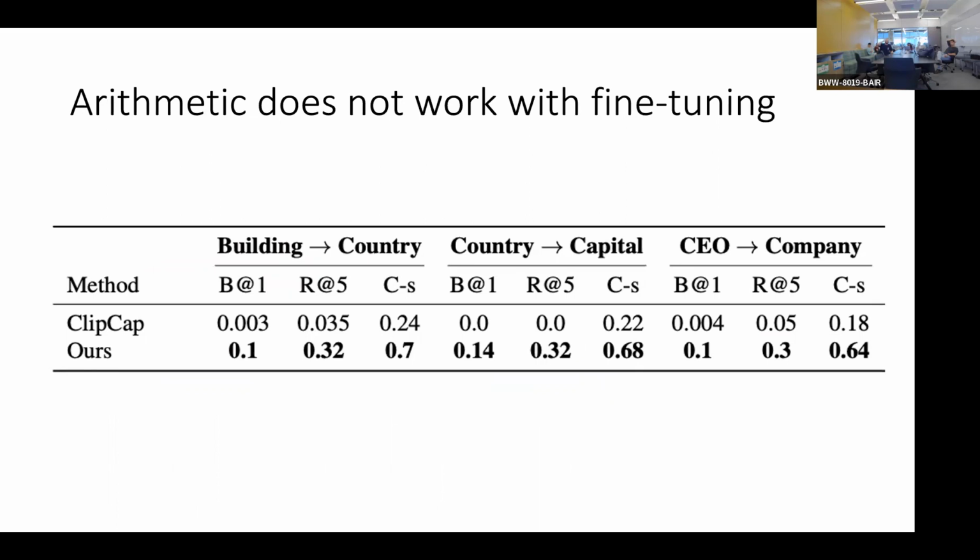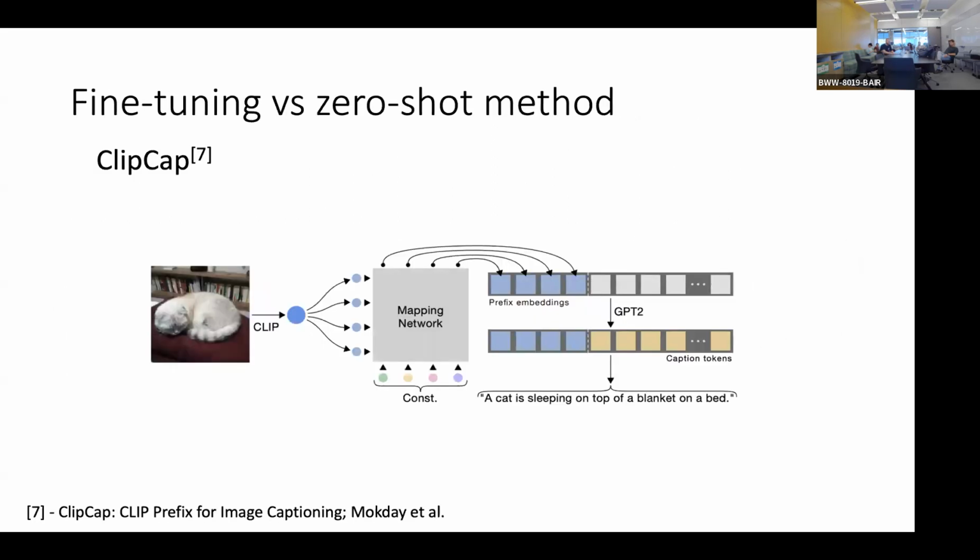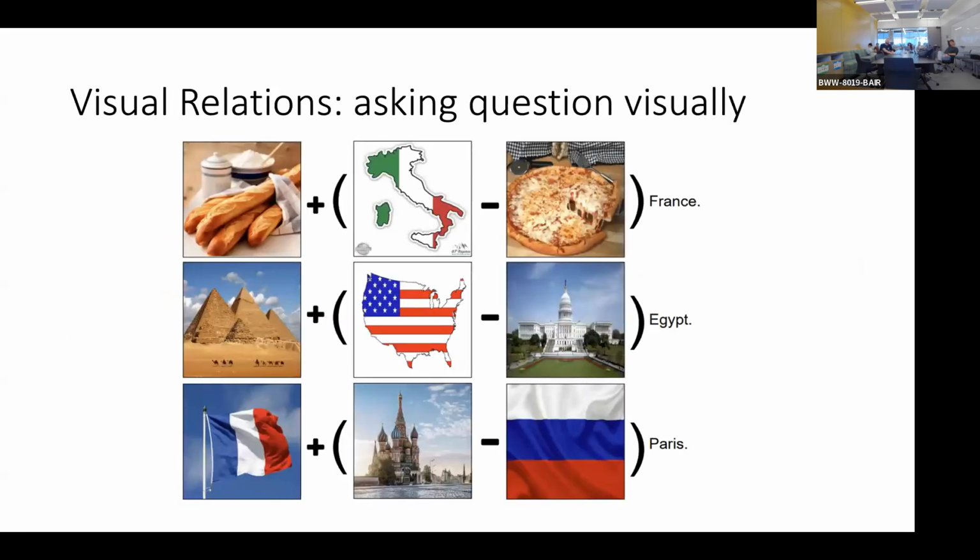So in the paper, you'll find this data set that shows visual questions, like from building to country, country to capital, CEO to company. We show that it works some of the time, but compared to ClipCap, for instance, which is a supervised approach, it works significantly better. So I think it's better to look into that, but it's just a beginning of something that we couldn't even think of before. And if you have more questions, I'll be glad to talk about it.